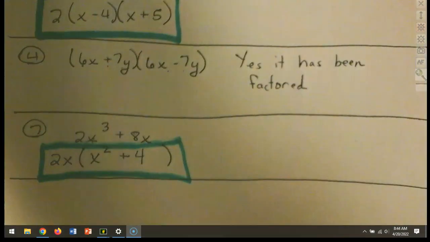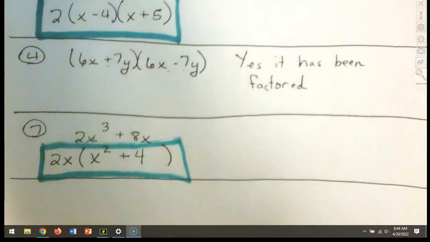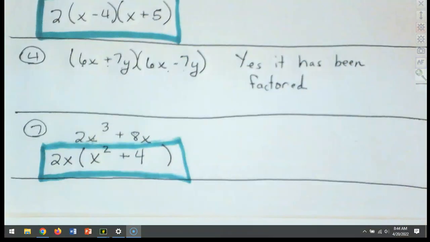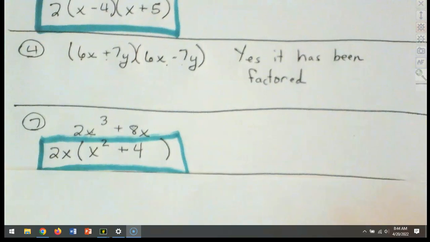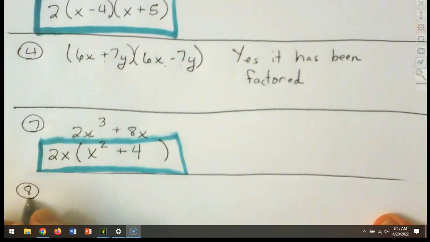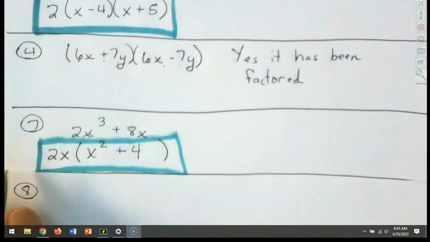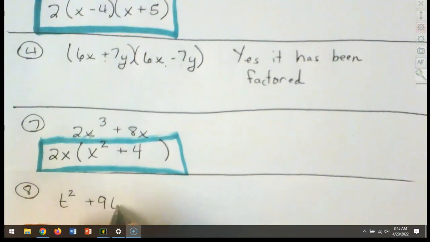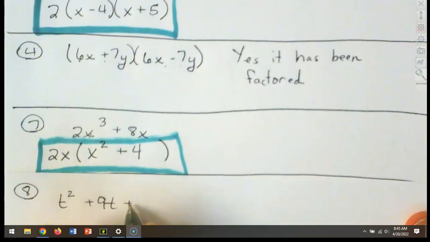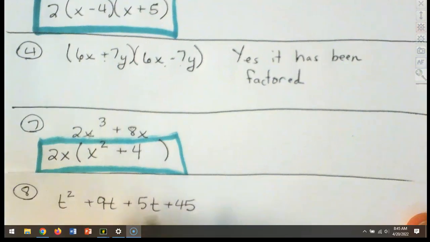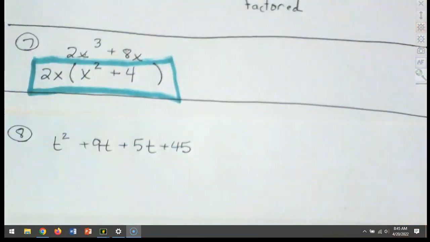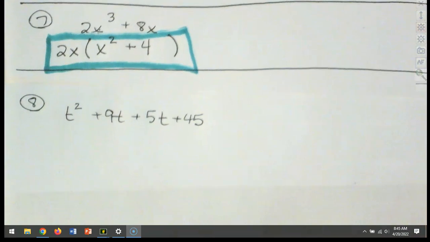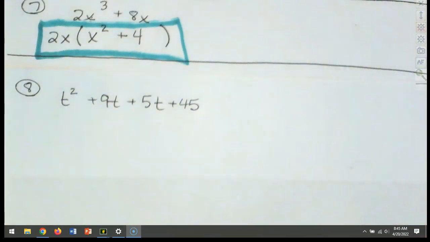Question 8 is another factor by grouping. So what we've got on question 8 is we've got t squared plus 9t plus 5t plus 45. Now, how do I know if it didn't tell me that this would be factor by grouping? Well, to do factor by grouping, you've got to have 4 terms.